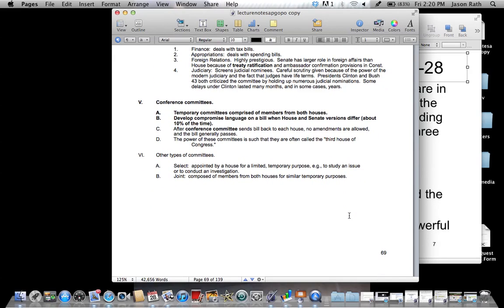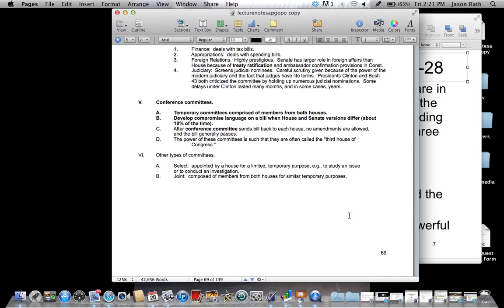Conference Committee, this is kind of review from the notes that we've already took and notes on how the bill becomes a law. It's a temporary committee comprised of both members from the houses, and they develop compromise or the final language on a bill when House and Senate versions differ, about 10% of the time. After Conference Committee sends bill back to each House, no amendments are allowed, and bill generally passes. Again, the power of these committees are such that they are often called the third House of Congress.